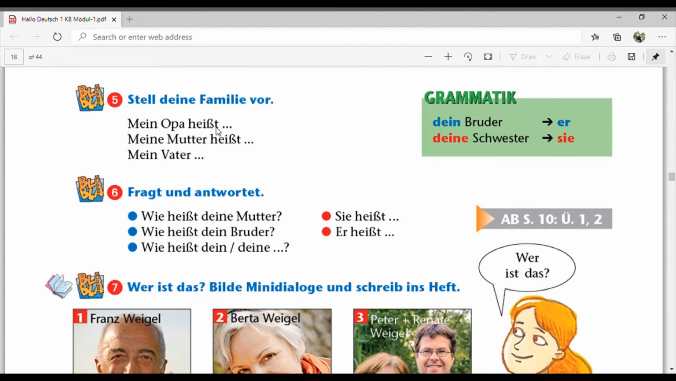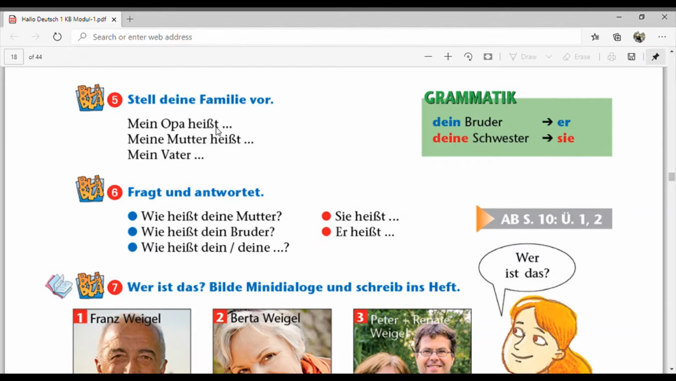So zum Beispiel, for example, mein Opa heißt, we can say any name. So mein Opa heißt zum Beispiel Franz Weigel. Ja? So mein Opa heißt Franz Weigel, Herr Franz Weigel. Er ist 60 Jahre alt. So mein Opa heißt Franz Weigel. Er ist 60 Jahre alt.